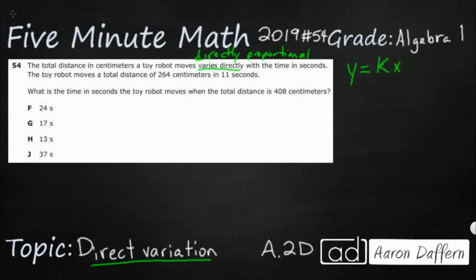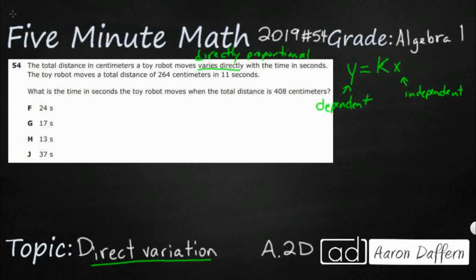So the toy robot moves a total of 264 centimeters in 11 seconds. The one thing that we need to figure out is which one of these is going to be our independent variable, our x, and which is going to be our dependent variable, our y. They don't label them for us. Sometimes they do, but in this situation, we have to figure out which one is x and which one is y.